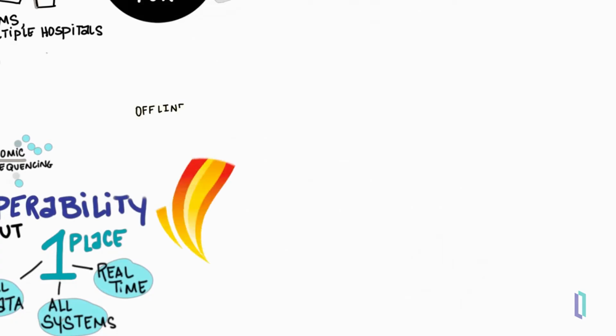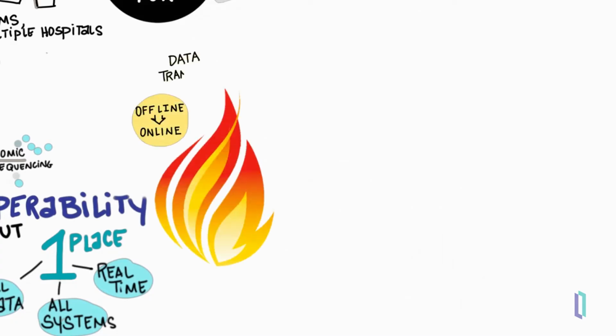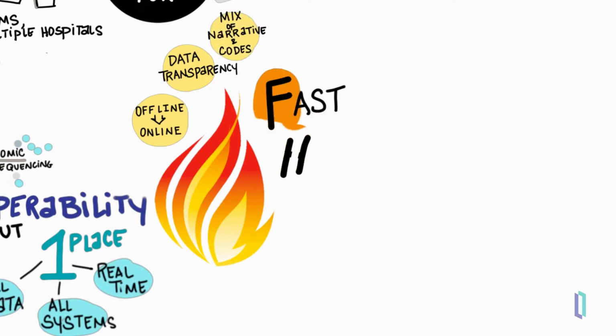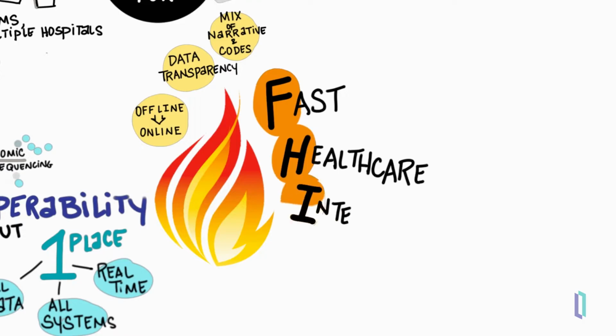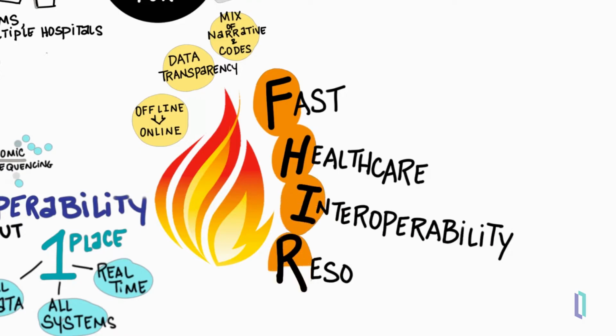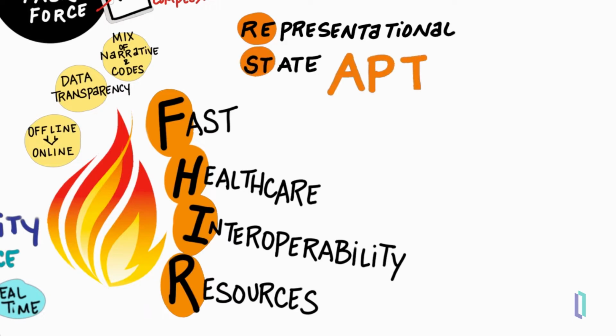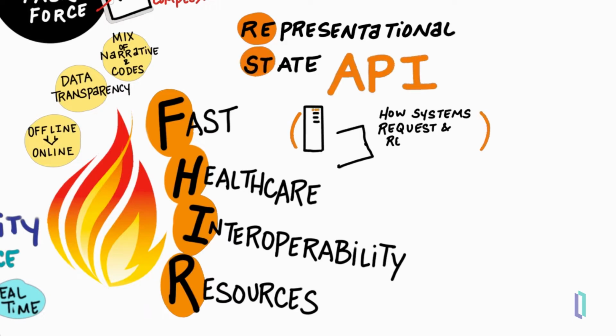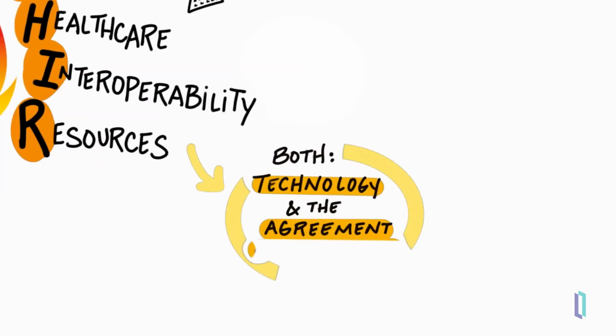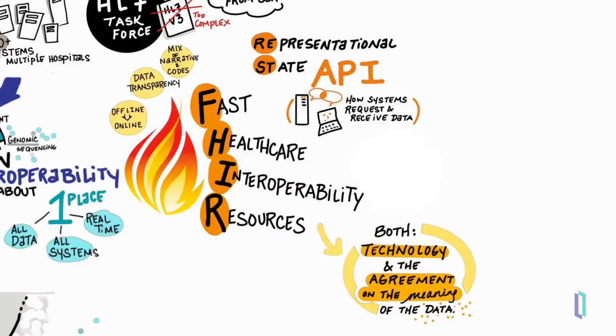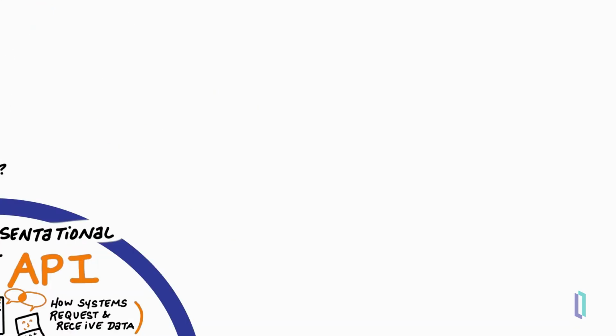FHIR was designed with key considerations in mind, including the need to move data from offline to online, as well as data transparency requirements. As a standard, FHIR can also handle both narrative and coded data. To put it simply, FHIR is a representational state, or REST API. FHIR encompasses the specification for requesting and receiving data, as well as an agreement on the meaning of the data in healthcare. Let's take a look at the elements that make up FHIR.